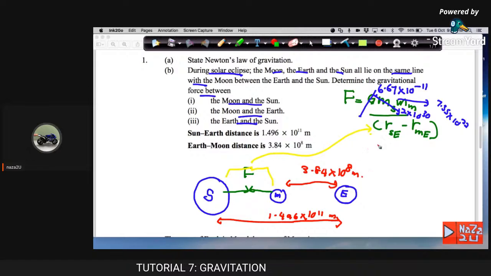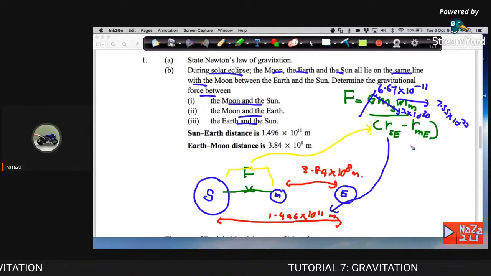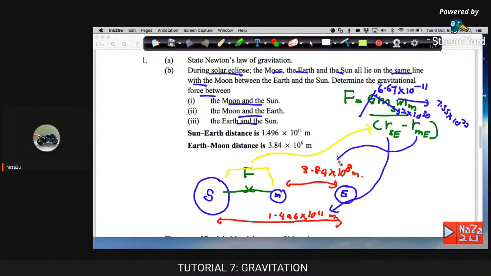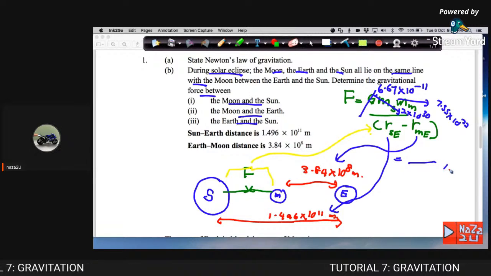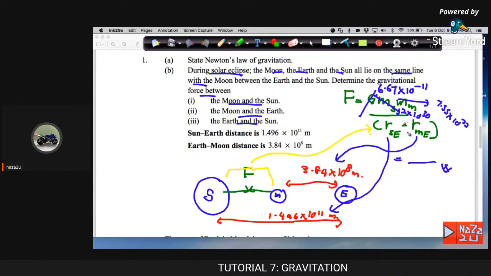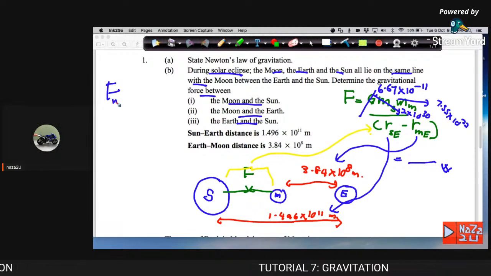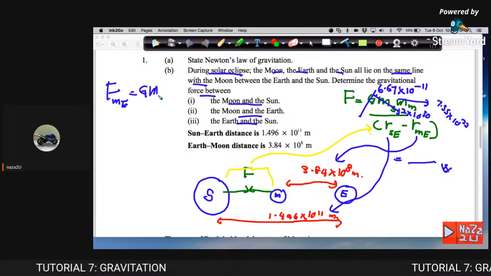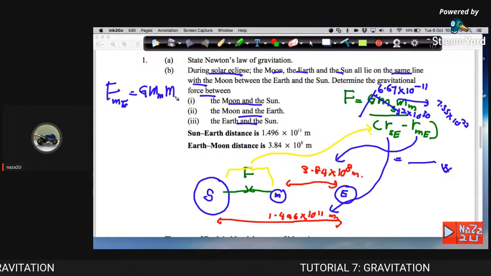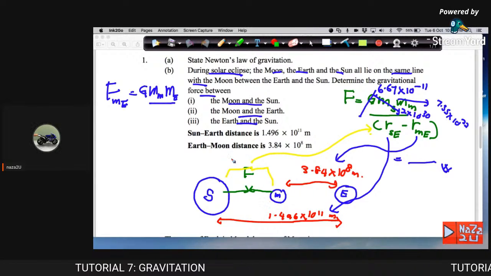So ini distance sun from the earth, nilai yang ini. Distance from moon to the earth, nilai yang ini. So kamu kiralah dengan kalkulator nanti, so kamu akan dapat jawapan. Nanti saya tak tunjuk ya, nanti kamu boleh kira sendiri, it's the idea. Okay, number 2. The moon and the earth. So force moon and earth. So sama juga, kita akan ada rumus G mass of moon times mass of earth and distance moon and earth.